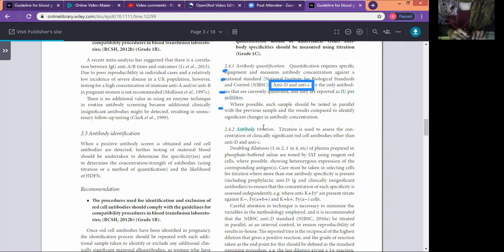Now this is the technique that is used for other antibodies, and they mention here antibodies like KEL and Duffy, and also FIA and JKA. So KEL, Duffy, all those other clinically significant antibodies that may be causing HDFN, other than the anti-D and C, are measured by the doubling dilution method. So you have 1 in 2, 1 in 4, and 1 in 8, and so on, 16, 32, and so on.